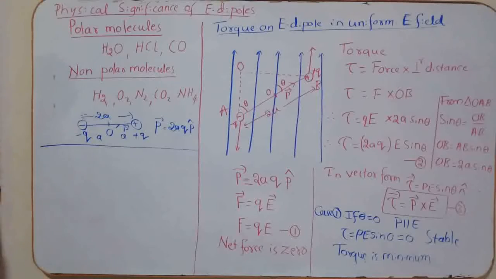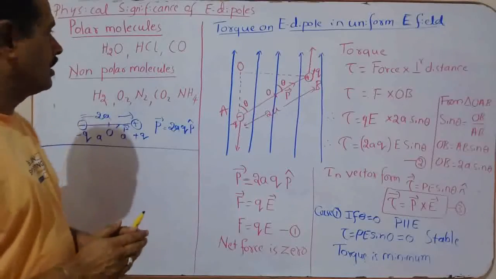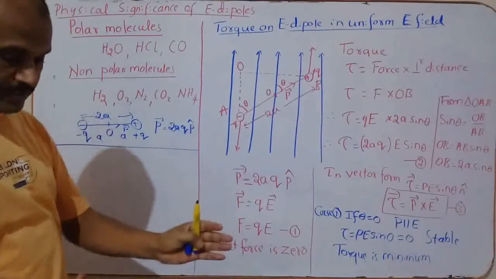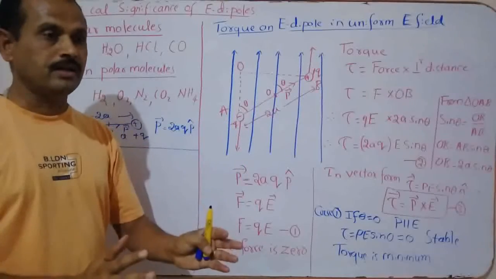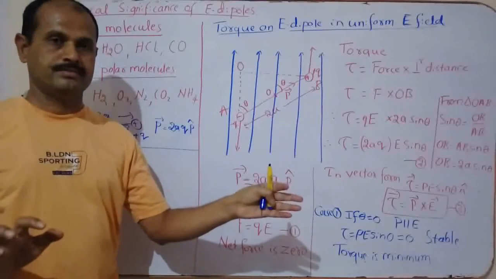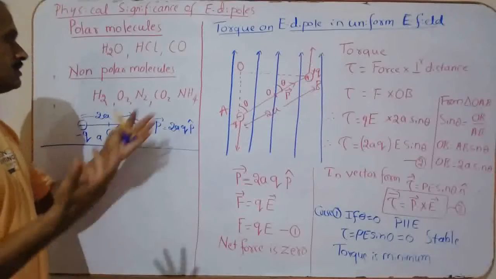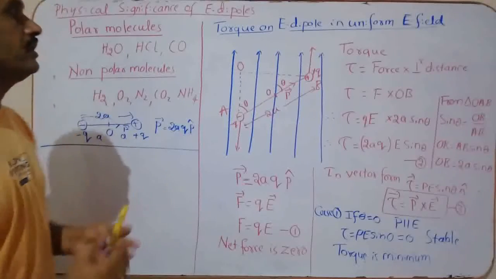That means these molecules do not act like an electric dipole. These non-polar molecules act like an electric dipole when they are subjected to an electric field. At that time, the center of the positive charge and the center of the negative charge are separated by a distance. Then they act like an electric dipole. Such dipoles are called induced electric dipoles. They possess an induced dipole moment.